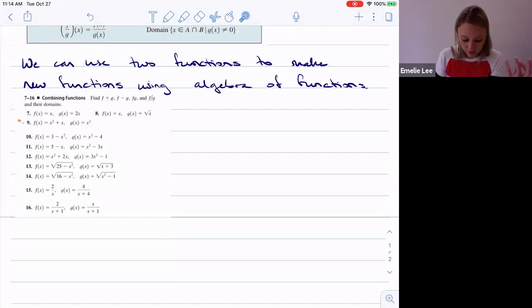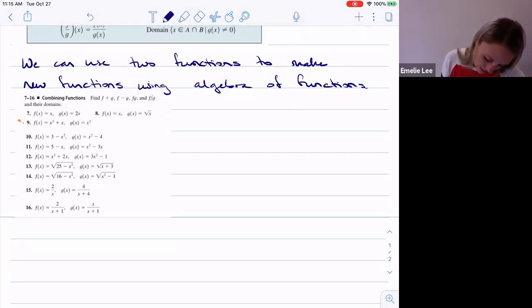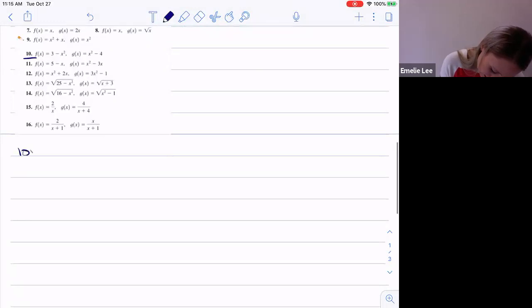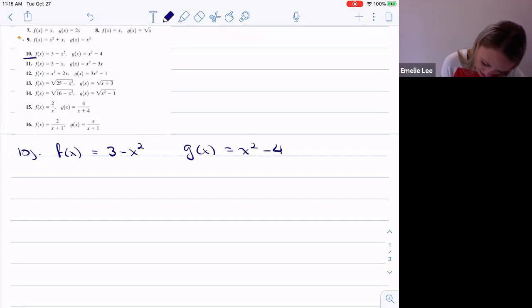So we're asked to find f plus g, f minus g, f times g, f over g, and their domains. So let's start with something nice and slow. Let's do 10, right? And so 10, just writing out what the functions are, f of x is 3 minus x squared, and g of x is x squared minus 4.